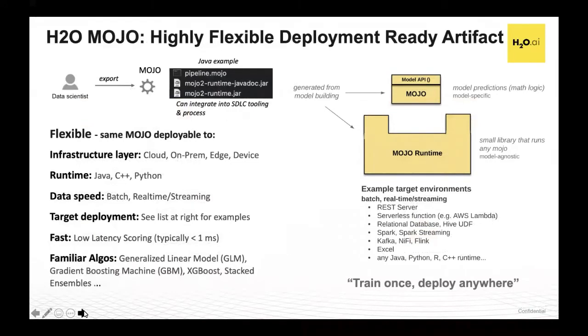So you see here you have the Mojo pipeline. You have all the infrastructure you're going to need to run it. Then the question is, where do you want to run it? And that could be anywhere from a REST server to an AWS Lambda function, a relational database, Spark, or a Kafka queue. Lots of different places you might want to deploy a model. So again, just raising awareness that there are more places than just Kubernetes to deploy models.